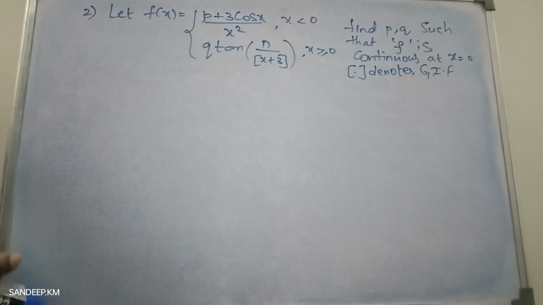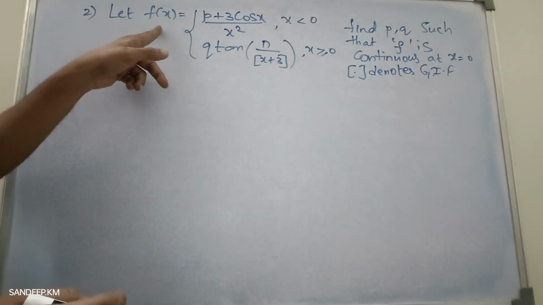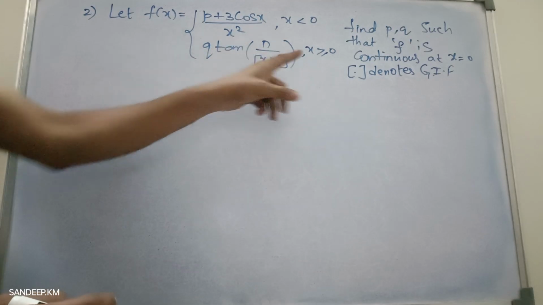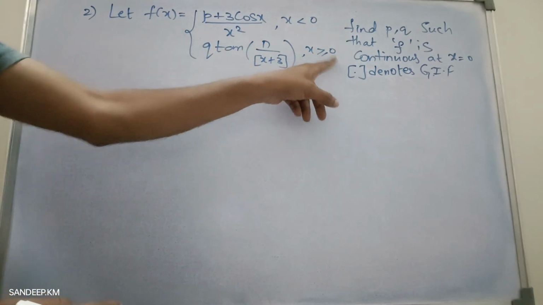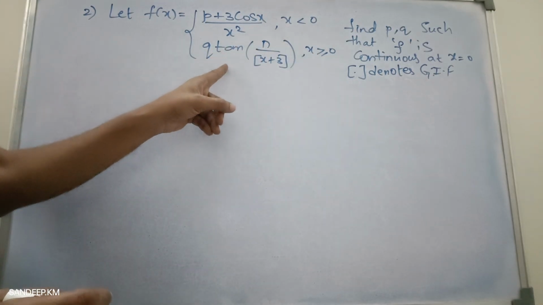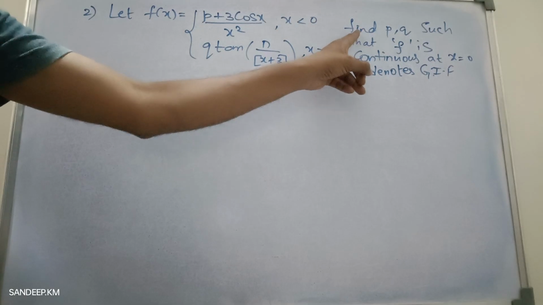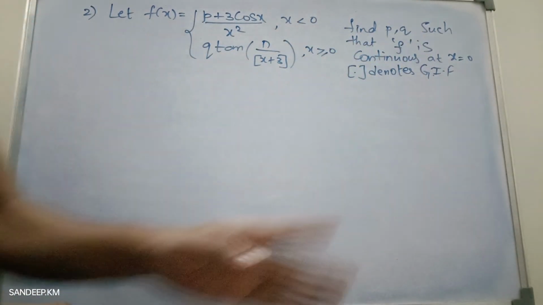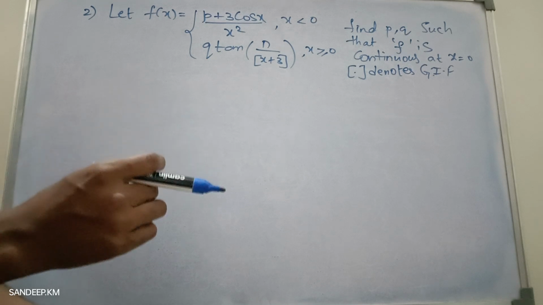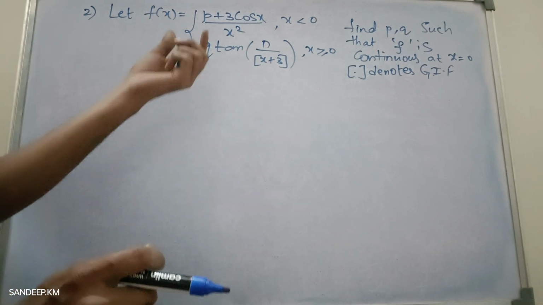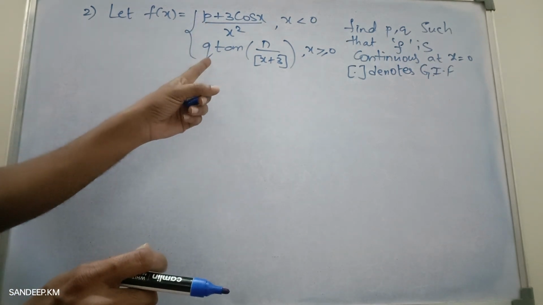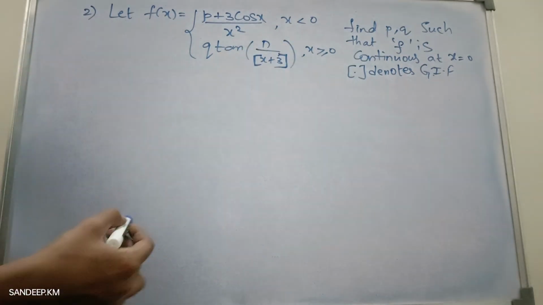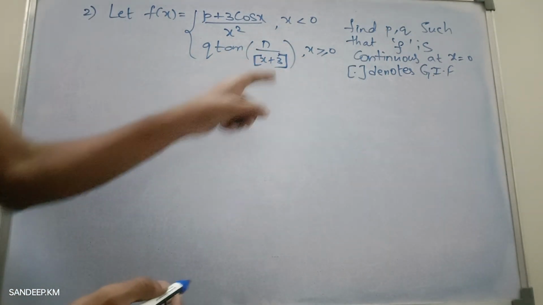Here is our second question. f of x is a piecewise function. When input is less than 0, f of x is this, and when input is greater than or equal to 0, f of x is this. And they also told us to find the value of p and q if f is continuous at x is equal to 0. At the same time, this is the greatest integer function. Okay, now [x] plus 3 is there, and this is the greatest integer function.